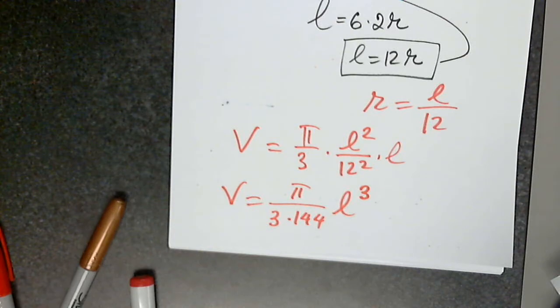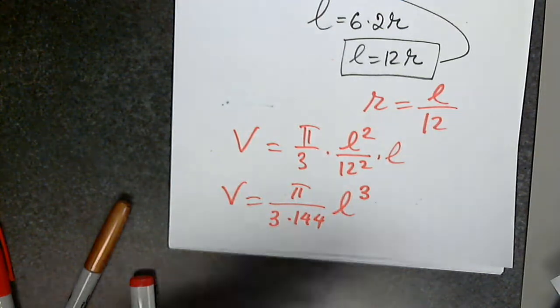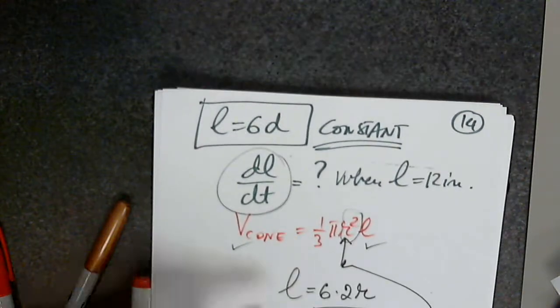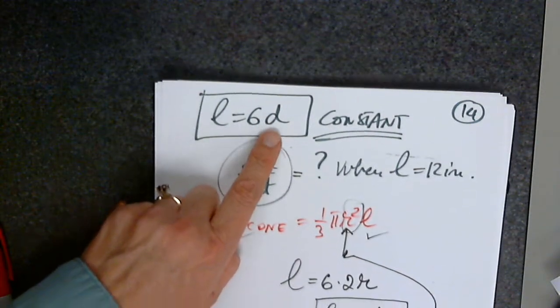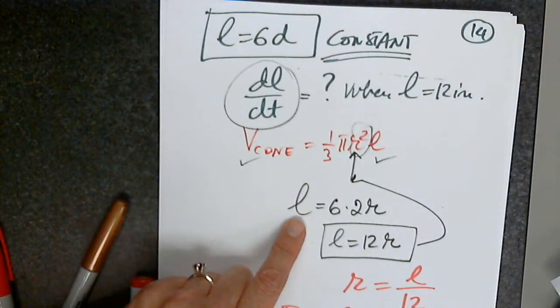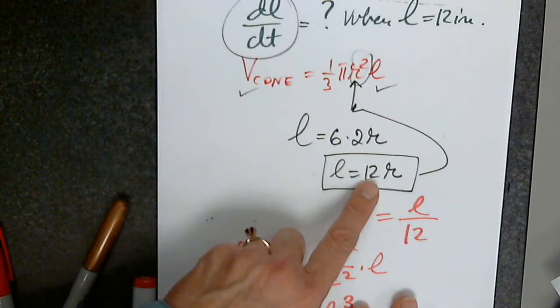What do I have to do next? Do I have functions in here? Do I have variables? Do I have a variable and a function? What are these, V and L? Diameter is twice the radius. 6 times 2 times R will be L. L equals 12R. I divide both sides by 12 to get R.